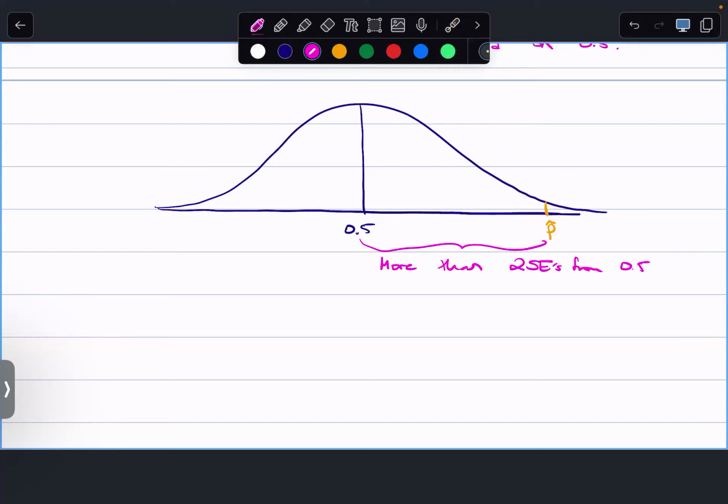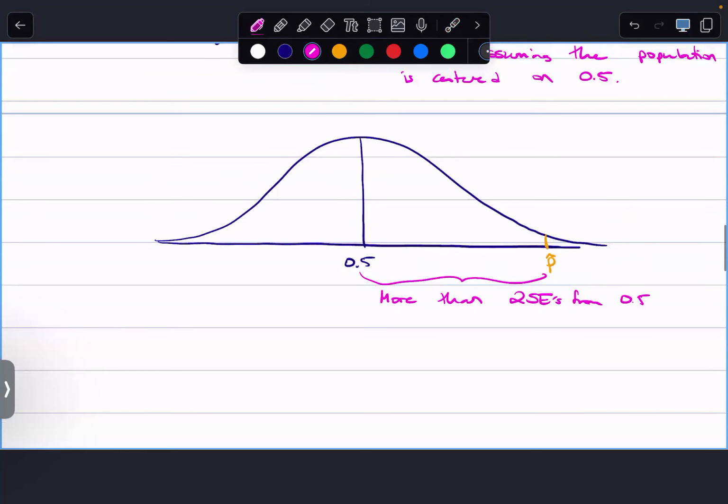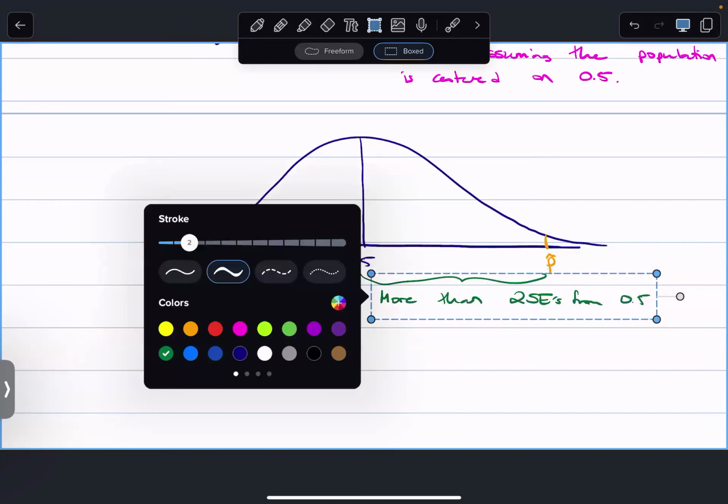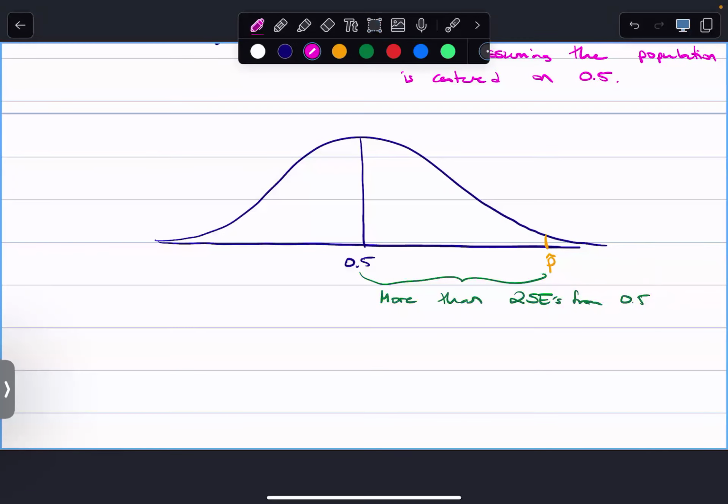And so here, and I shouldn't have used pink here, so I'm going to change it to green, maybe there, because I used, so now the p-value is very small.